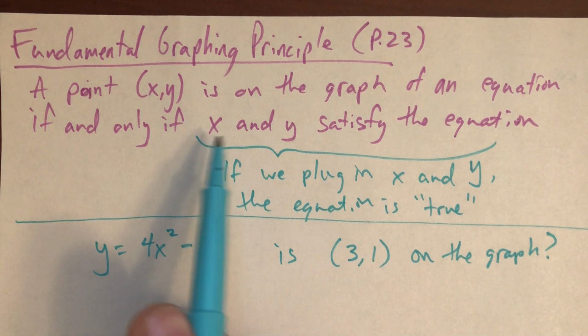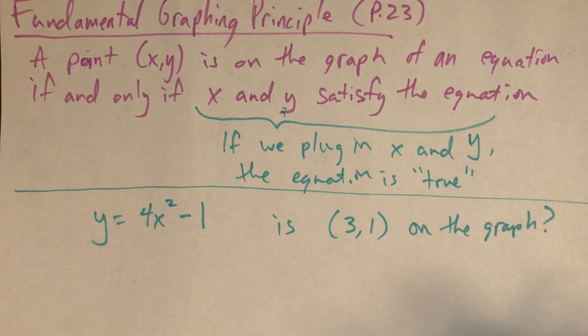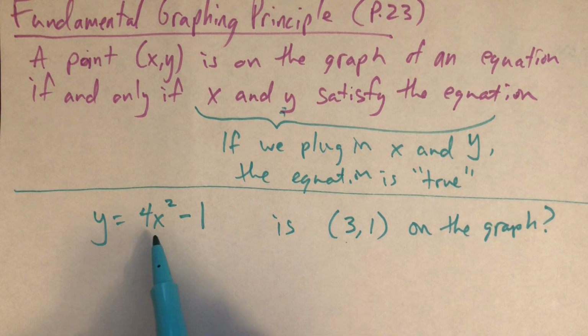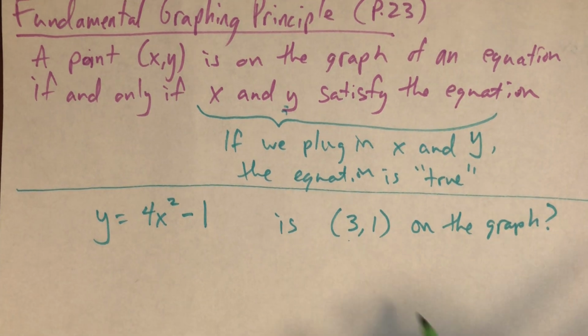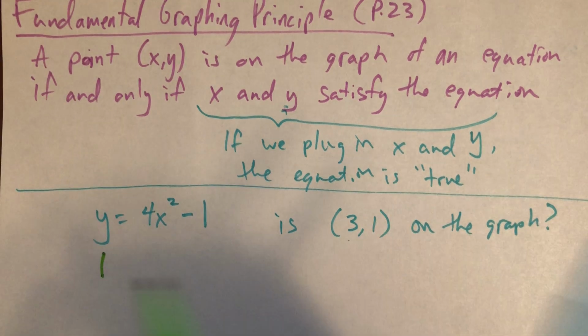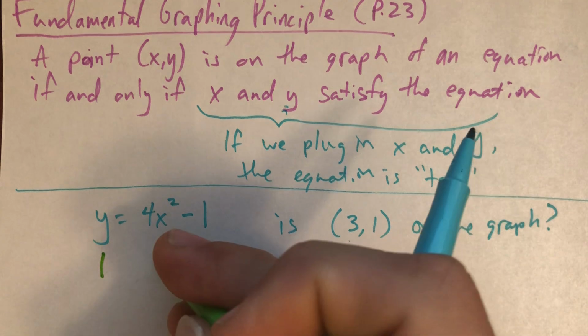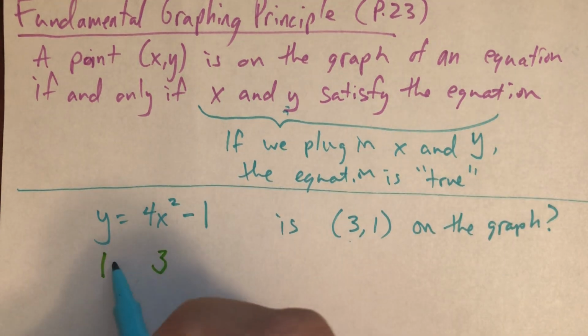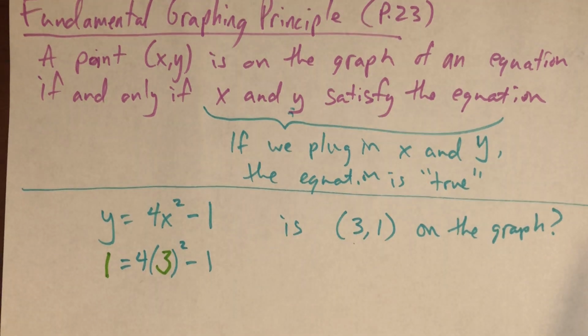We just have to make sure that this x value and this y value satisfy the equation. That is, they make it true. So really all we're going to do is take this x value and put it here, and take this y value and put it there. So we'll just substitute 1 in for y, and then that 3 in for x. And then I'll make the nice blue around it.